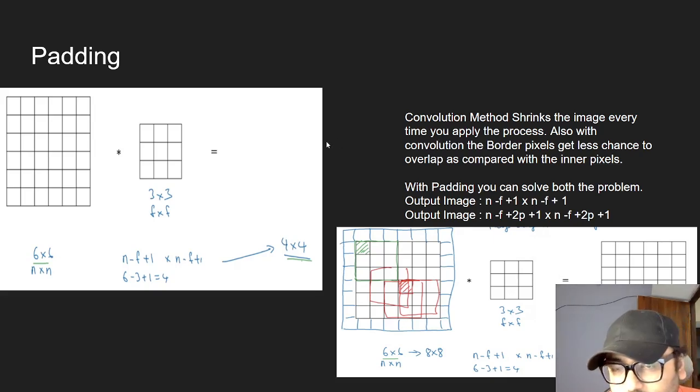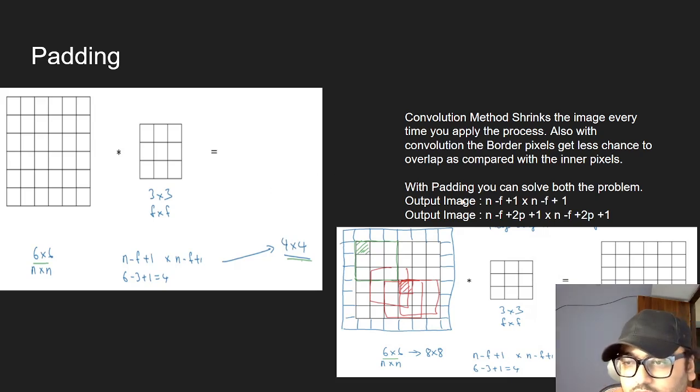In padding, if we implement a valid padding, that means we don't apply any padding, and if we apply same padding, that means we want the input and output image shape to be the same. Now, the formulas for getting the pixel size after applying padding or without applying padding are written here. Let's say n is the number of pixels of your input image, f is the filter size, and p is the amount of padding you are implementing in your convolution.